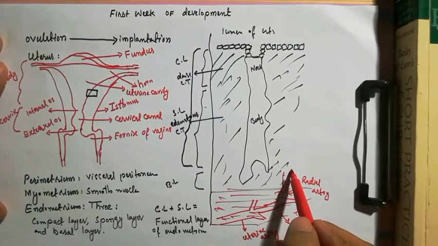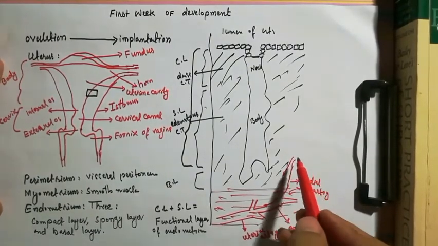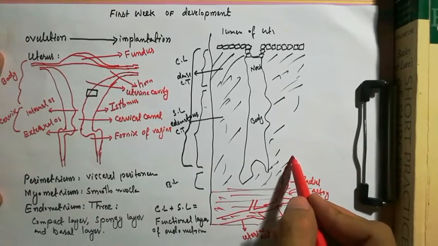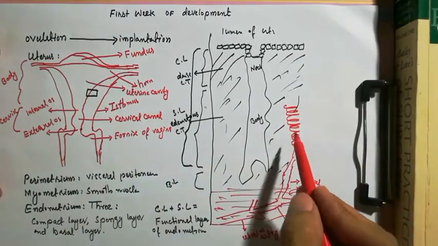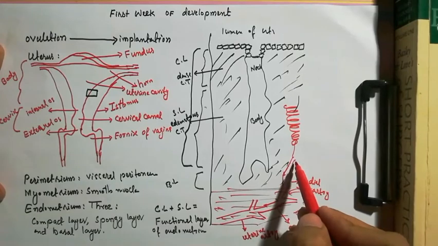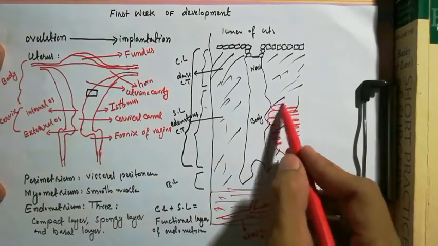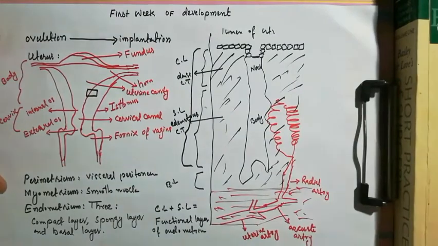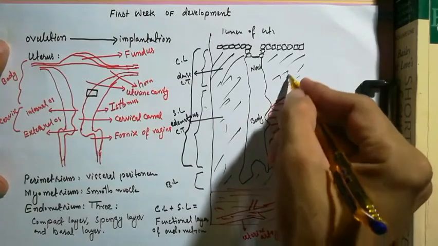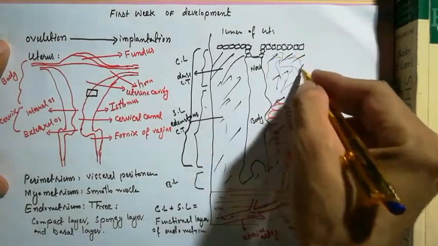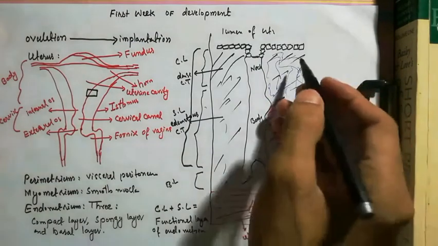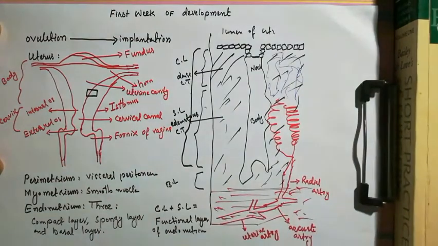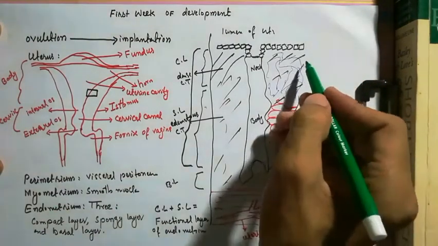And further this makes spiral artery. This is spiral artery. Eventually capillaries are formed. Suppose these are capillaries, and there are veins, suppose with this green color.